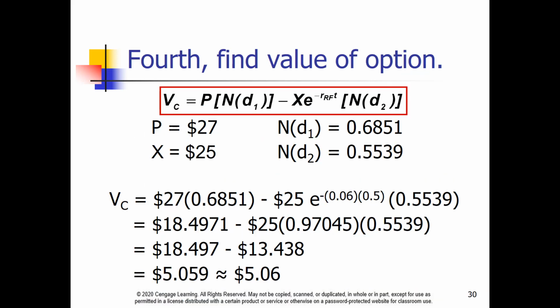We're ready to plug into the main equation. Here's where continuous discounting comes into play. The term X e raised to the minus rT is the continuous version of discounting X at the risk-free rate for time T. Using our given values, we find the value of the call as $5.06. There's a video tutorial covering the calculation of a call price posted with this unit.